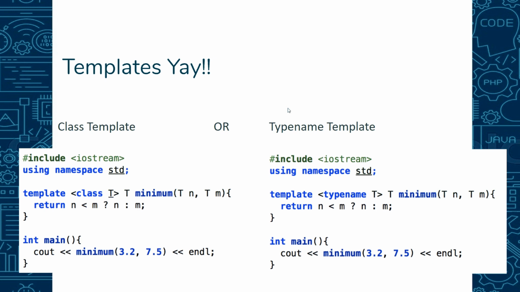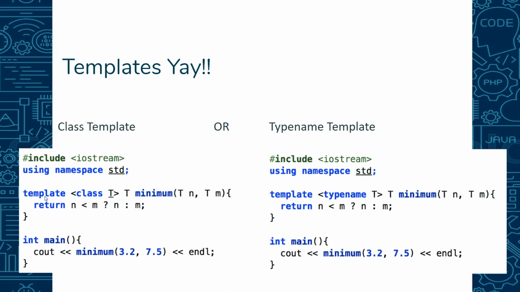Okay, template, there's a class template or a type name template, and there is no difference other than the keyword class or the keyword type name. So really, I don't know why they have both. I'm probably going to use class template from here on out, but know that you can use and you will see the word type name.